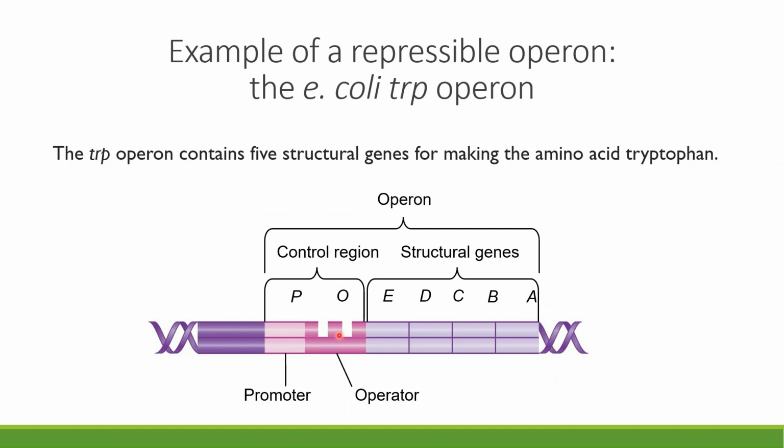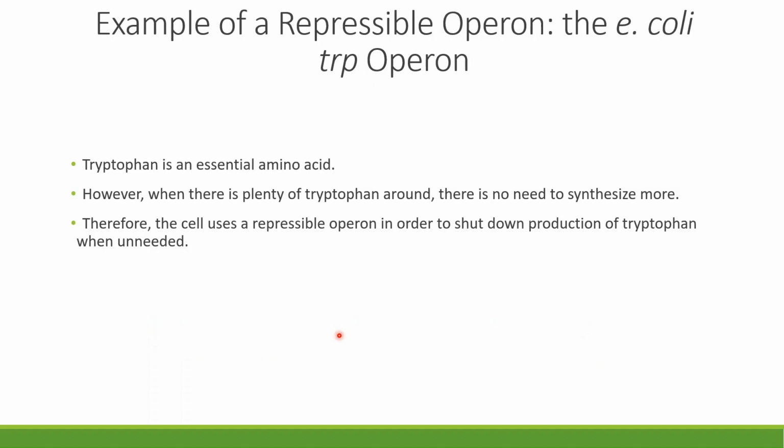Now the TRP operon is a repressible operon. TRP stands for tryptophan, an essential amino acid. So you can imagine it's something that generally needs to always be made, and that's why it's a repressible operon. Under normal conditions, the cell needs to be making this amino acid tryptophan. But if there's plenty of tryptophan around, then we want to halt synthesizing it. Why waste our resources on something that's plentiful? And therefore, this is a repressible operon.